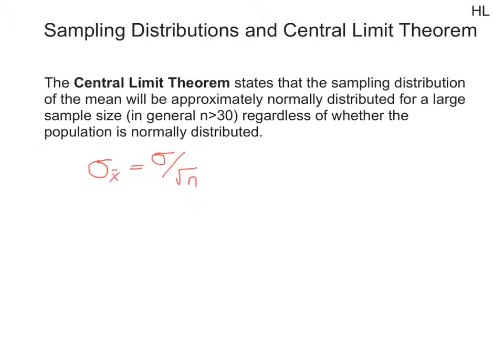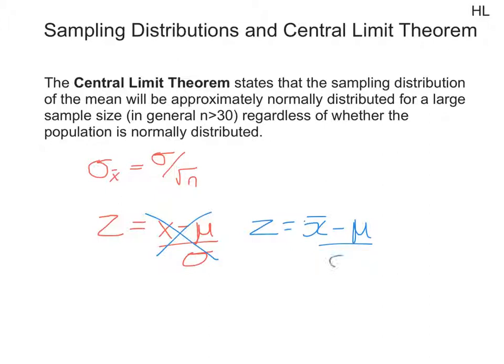When we are dealing with the sampling distribution, our z-score formula changes. Previously, our z-score formula was x minus mu over the standard deviation. Now, however, for the sampling distribution, we use z is equal to x bar minus mu all over the standard deviation of the sampling distribution, which is x bar minus mu all over sigma divided by the square root of n.